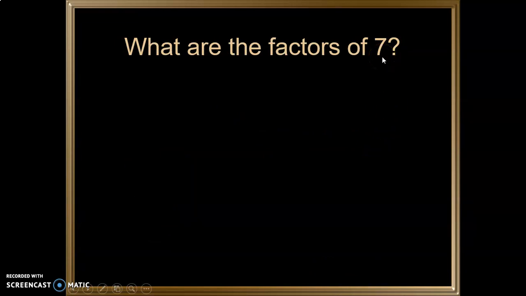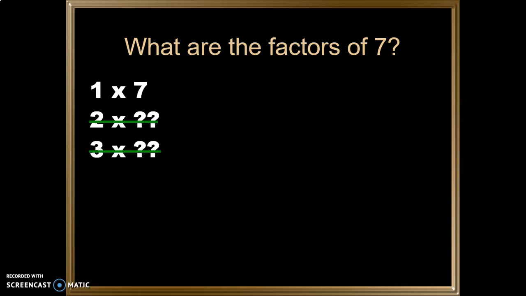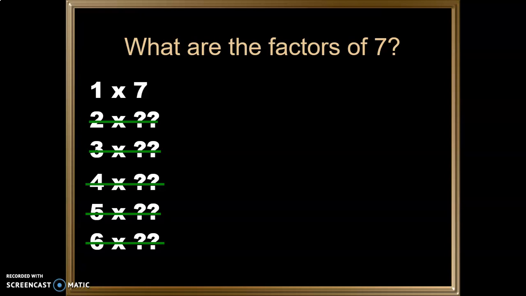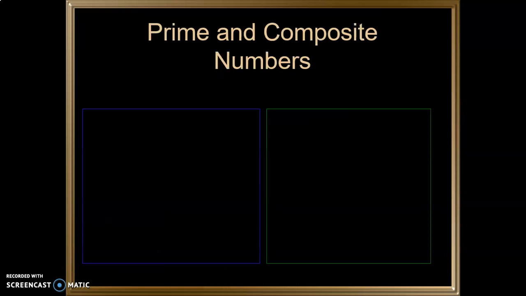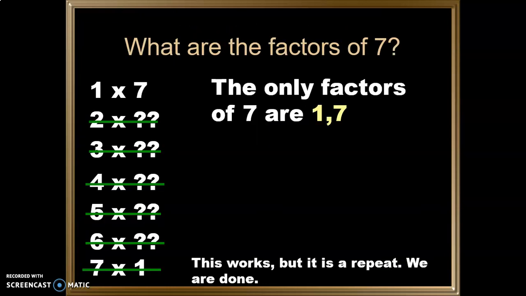How about number 7? So what numbers can you multiply to equal 7? Yes, correct. You can multiply 1 and 7 to equal 7. How about 2? How about 3? How about 4? How about 5, 6, and 7? So 7 times 1, this works, but it's a repeat, and we're done. So the factors of 7 are 1 and 7, and it's all done.